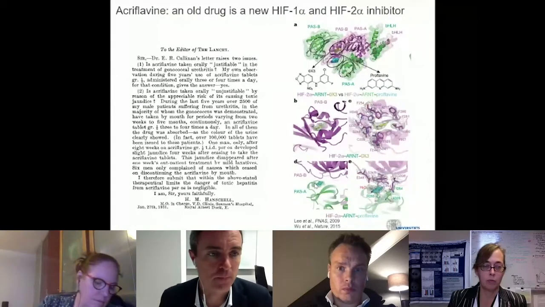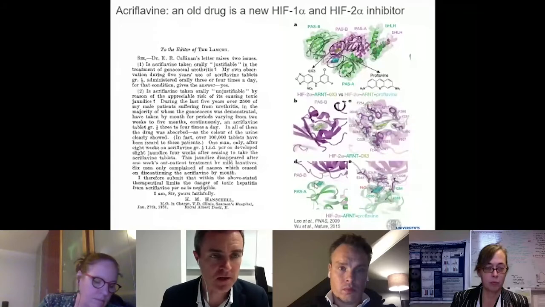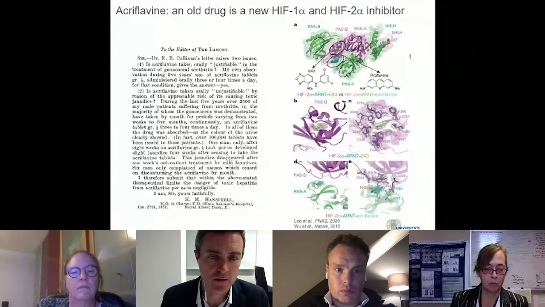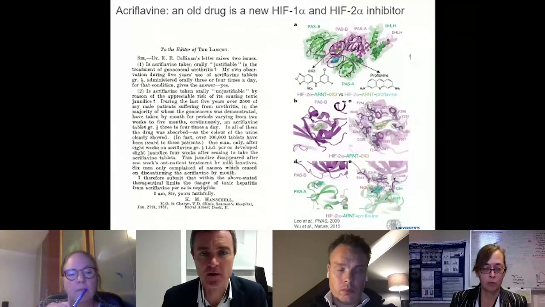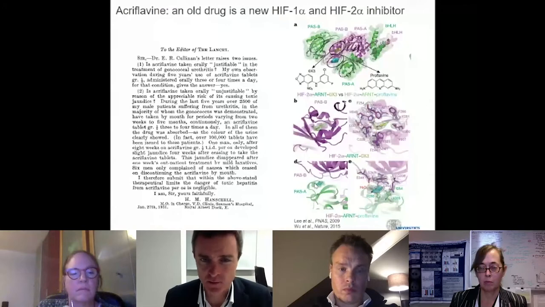This is a drug that was actually rediscovered. It's a very old drug. It's an old antibacterial agent that was used all the way back in the early 1900s. It was rediscovered by the Semenza group, acroflavin, to be an inhibitor of HIF1 and HIF2 dimerization to ARNT, so thereby blocking both the activities of HIF1 and HIF2.